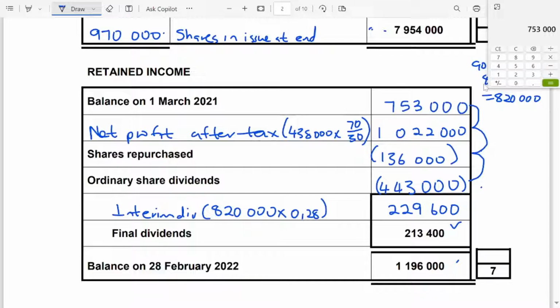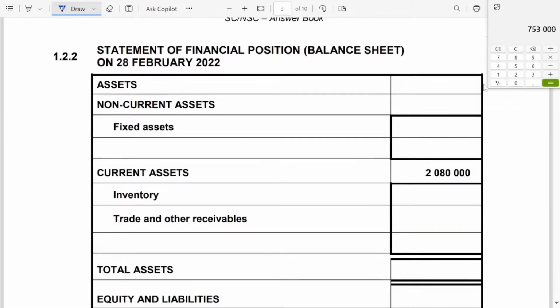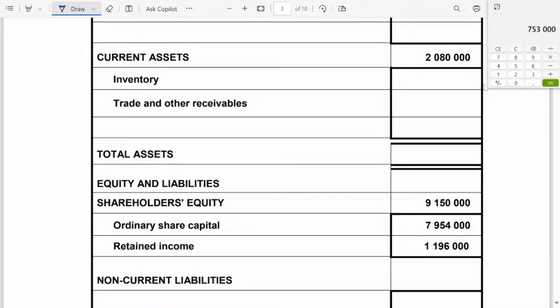Okay, now we are going to the balance sheet. But first things first, let's go to the shareholders' equity, which is already done for us. So we're going to continue.